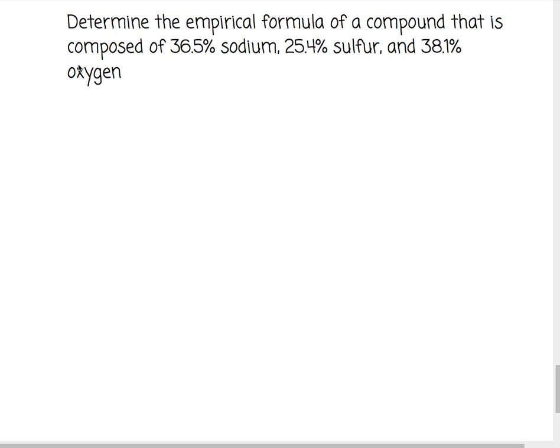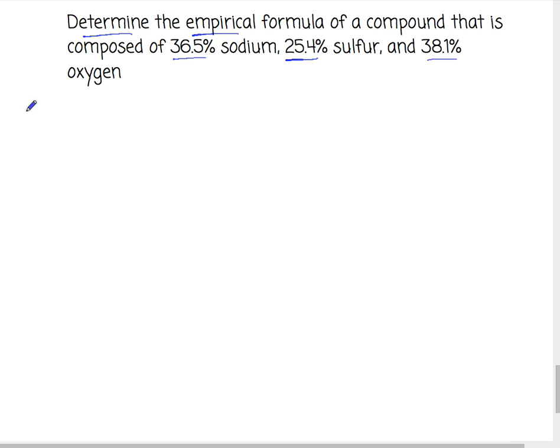That's going to be on video for determining the empirical formula of a compound from its percent. And this particular problem says, determine the empirical formula of the compound that is composed of 36.5% sodium, 25.4% sulfur, and 38.1% oxygen. So they gave us percents. They want us to determine the empirical formula.